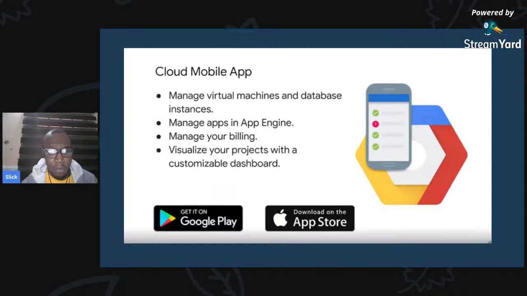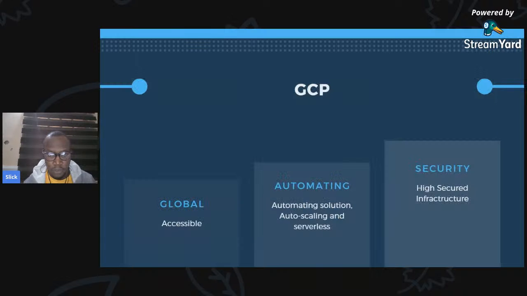So we have the Cloud Mobile App. The Cloud Mobile App manages virtual machines. You can do your database management, see your apps in App Engine, manage your bills, visualize your project, and have a customizable dashboard as well. You can get the Cloud Mobile App for your Google Cloud management on the Play Store and App Store.